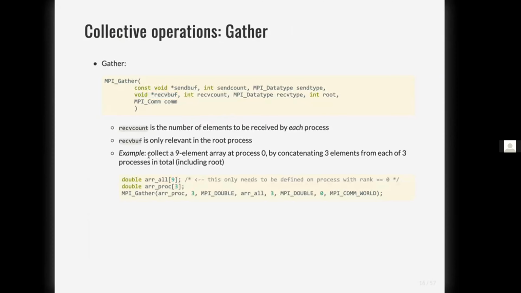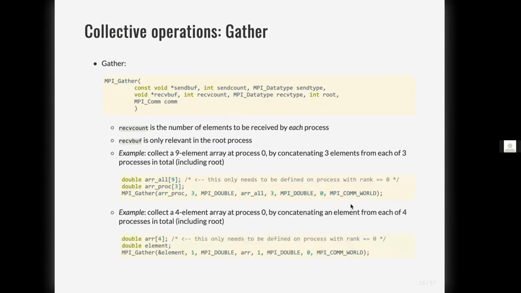And here's an example: collect a 9-element array at process 0 by concatenating 3 elements from each of 3 processes in total, okay? So each process has this 3-element array, and you want to collect them all in the root process, collect into a 9-element array, then you would define it like this, okay? First, you specify the send buffer, the number of elements that you're going to send from each process, the precision, and then again where it will land in the root process.